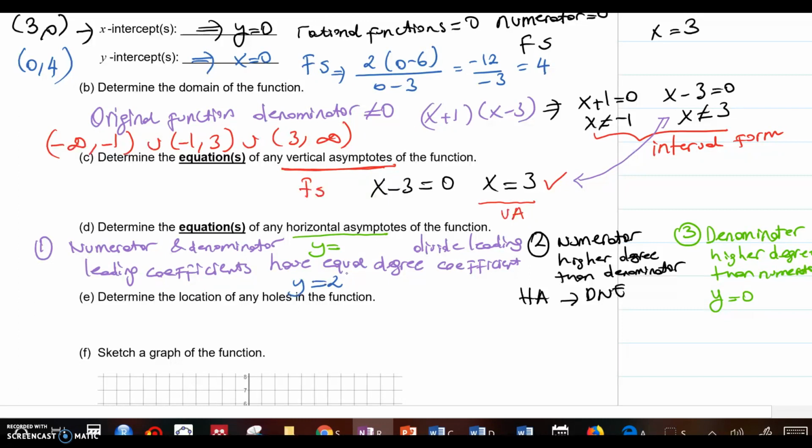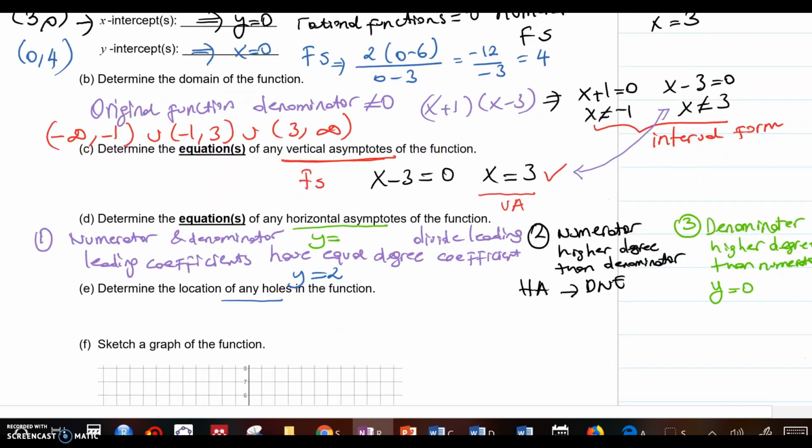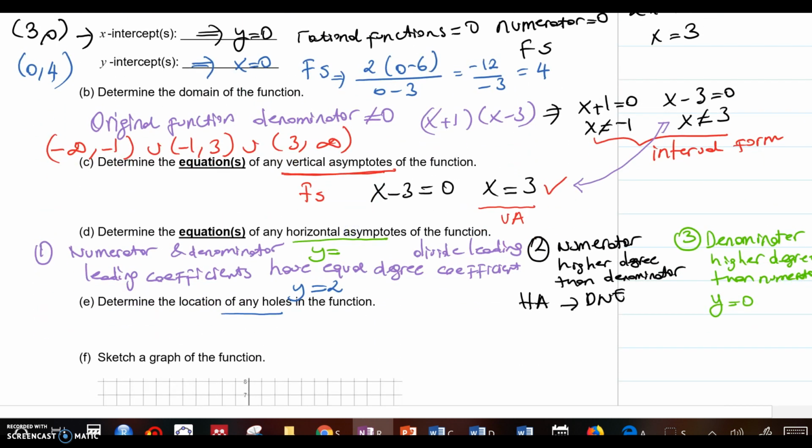Okay. Determine the location of any holes. I just mentioned that up above, once you make the simplification, you're creating a hole, and that hole will be important for you when you're writing down your domain and your vertical asymptote. So that hole is not going to be considered as a vertical asymptote. That's an important point. But that hole needs to be implemented in the domain. So the hole will be here, x plus 1 equals 0, so x equals -1.